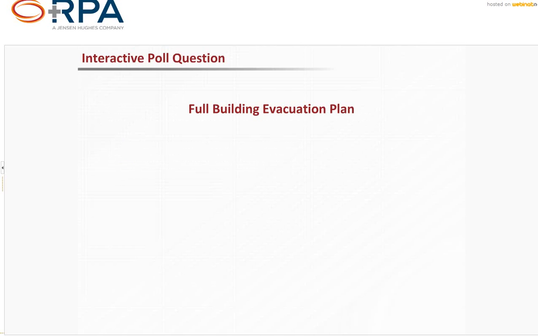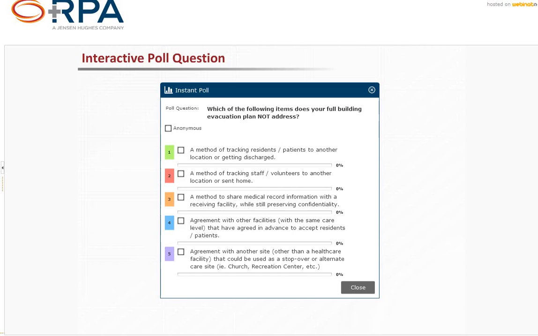So the first thing we want to start off with is an interactive poll question for everybody on the full building evacuation plan. It has just popped up for you. Basically, which of the following does your full building plan not address? I'll help to summarize.